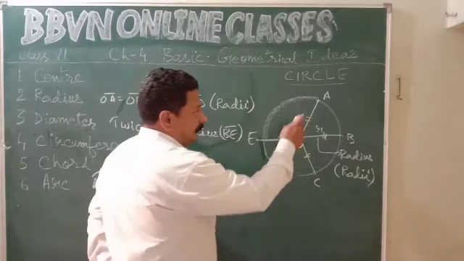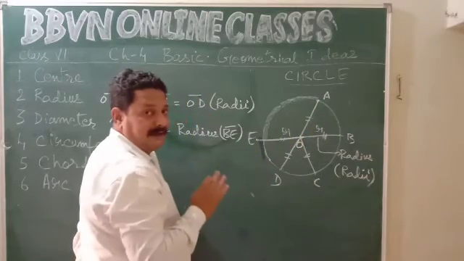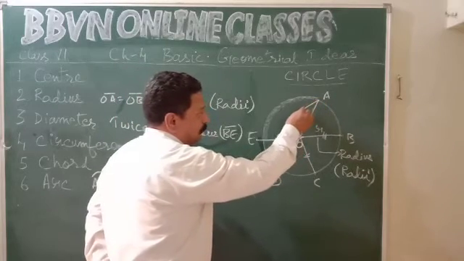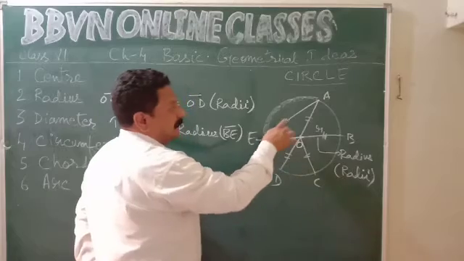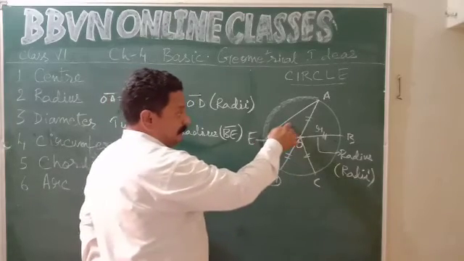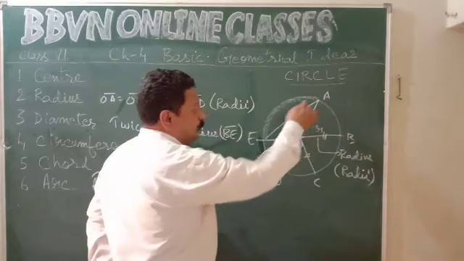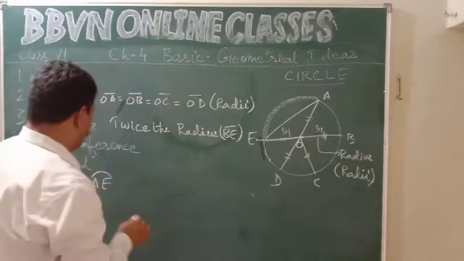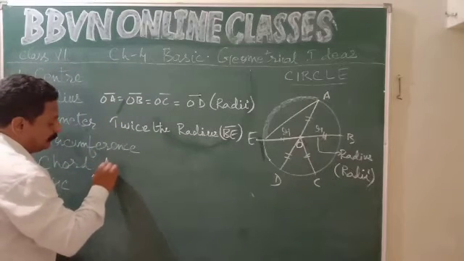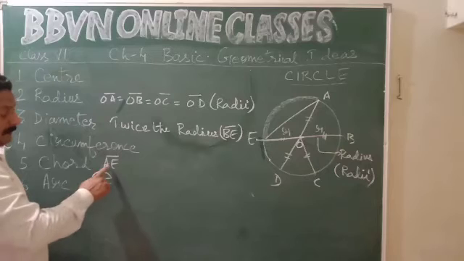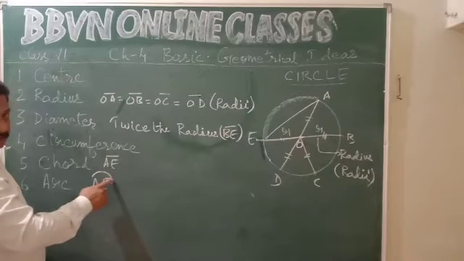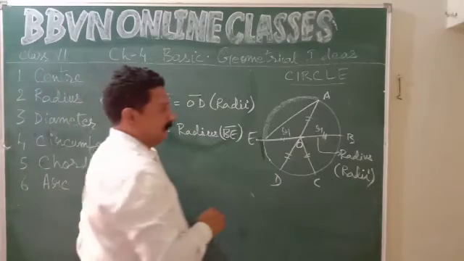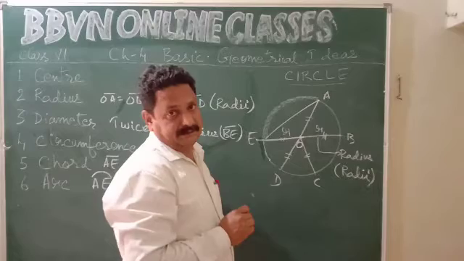Now point A and point E are on the circumference of the circle. If I join these 2 points A and E, this line segment joins 2 points on the circumference of the circle. So this is called a chord. This is line segment AE. This is the arc, so it is chord AE. So line segment AE is the chord of the circle. What will you say? Chord of the circle, right?